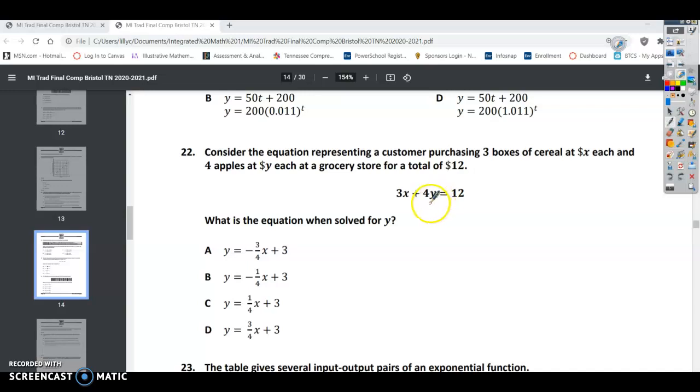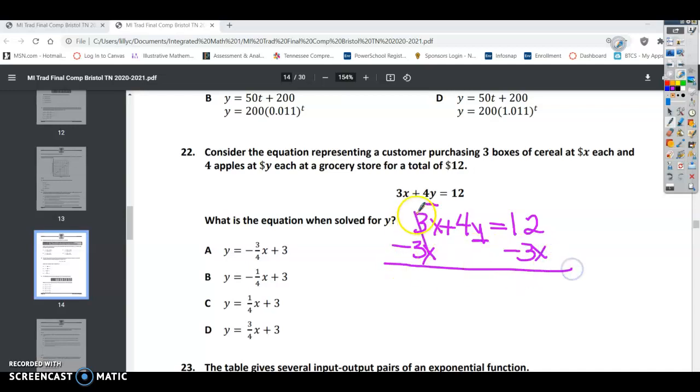All right, so basically what we're doing is just going from standard form to slope-intercept form. So we're just simply going to take this equation and solve it for y. If we want to solve it for y, we want to get y by itself. So the first thing we're going to do is subtract 3x from both sides.